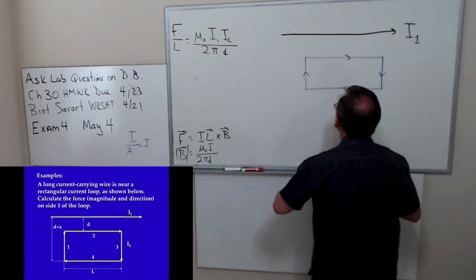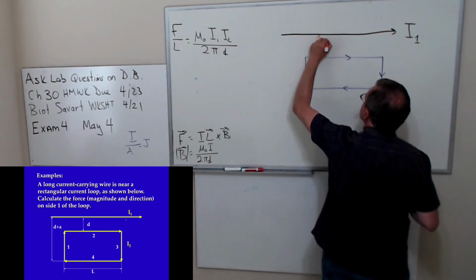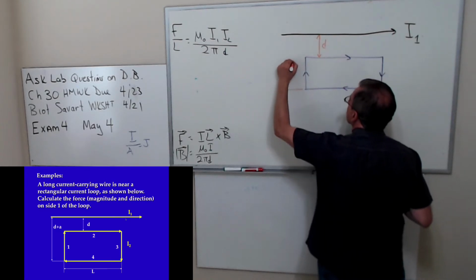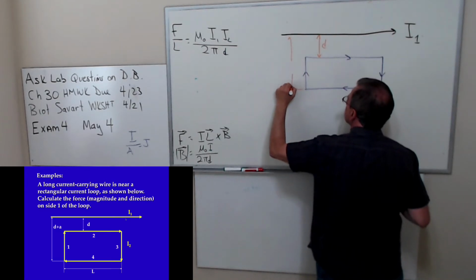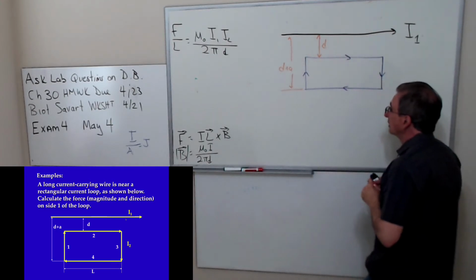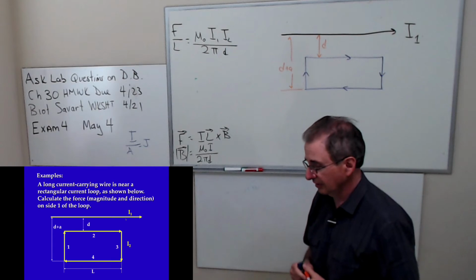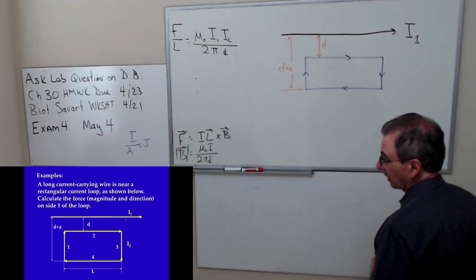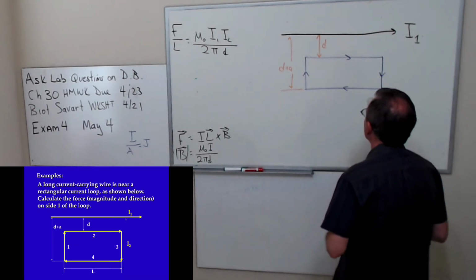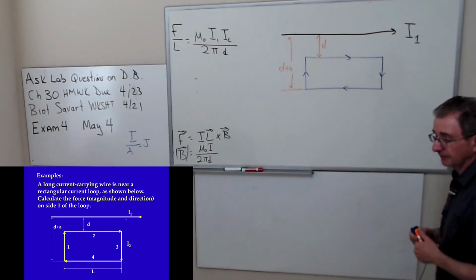And this distance is D. This distance is D plus A. And I'm gonna define downward as positive just to make everything easier when I do my calculations. I want to know the force on this loop.